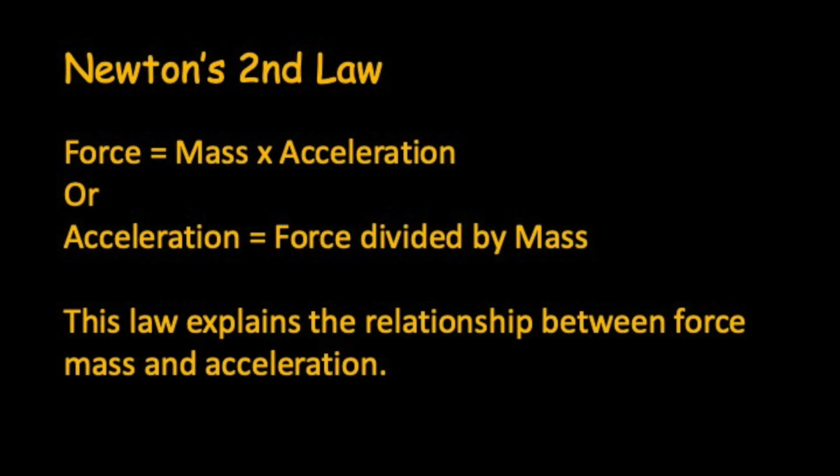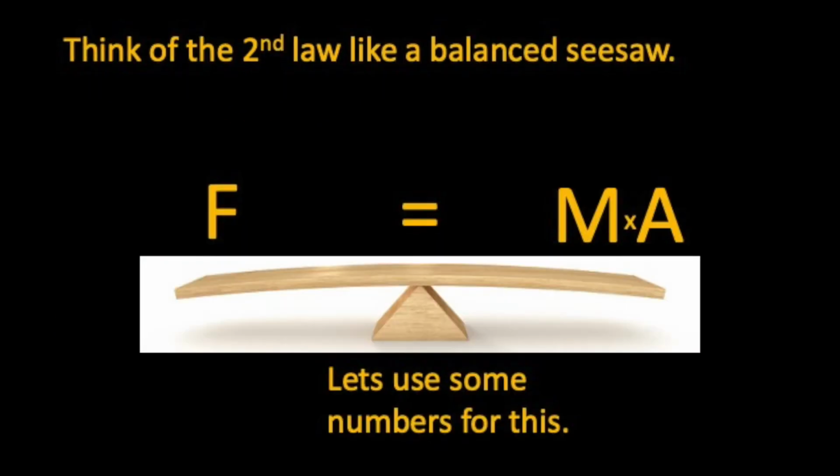Newton's second law, which we say is force equals mass times acceleration, also sometimes written as acceleration equals force divided by mass. All this law does is explain the relationship between force, mass, and acceleration. It's good to think of it like a balanced seesaw where both sides have the same value. Force is on one side, mass times acceleration is on the other side.